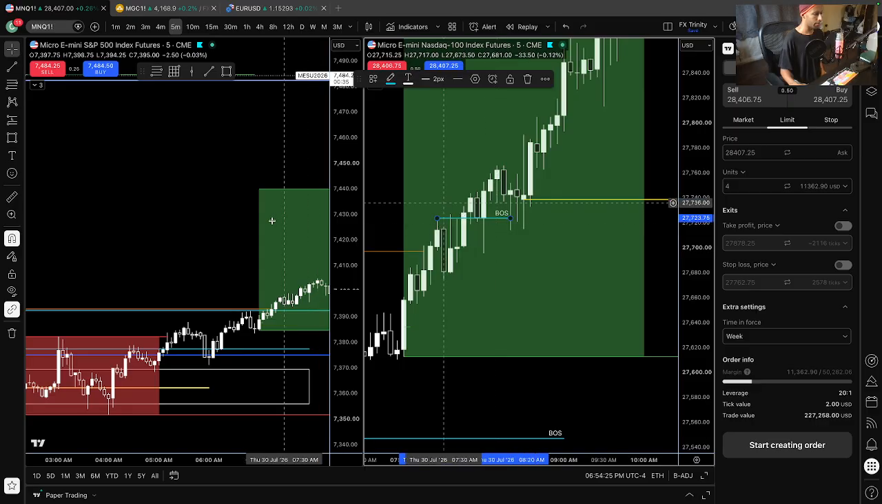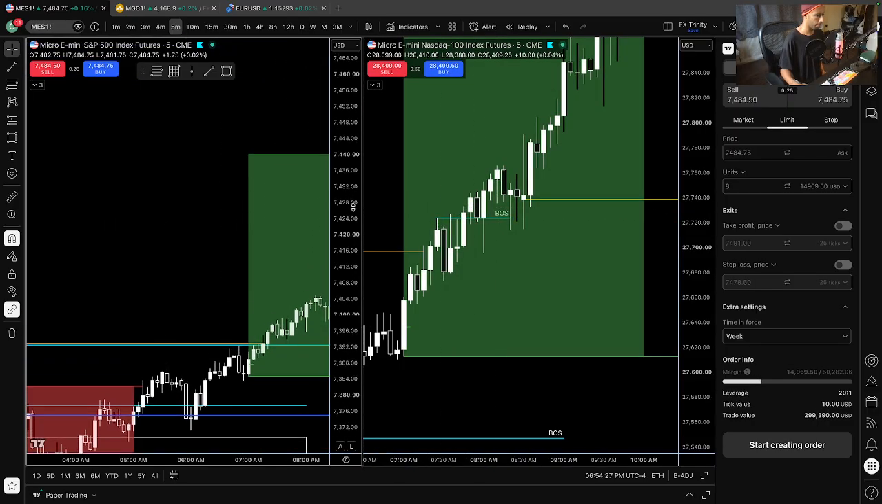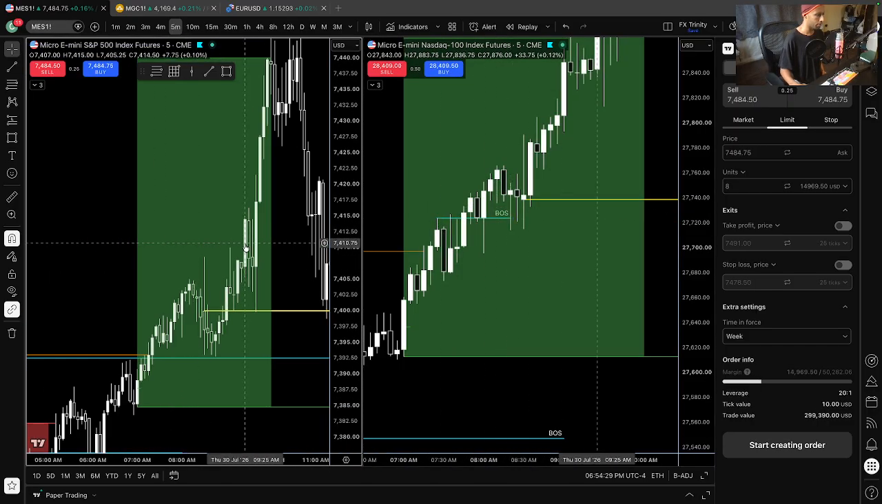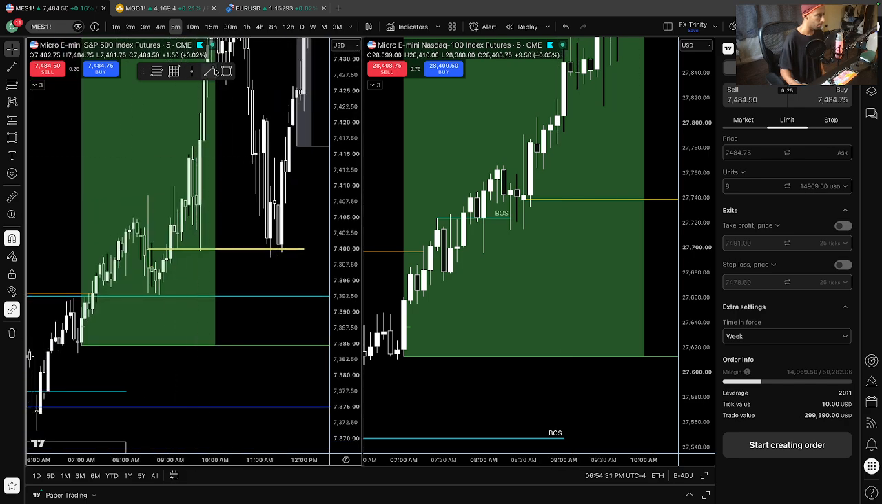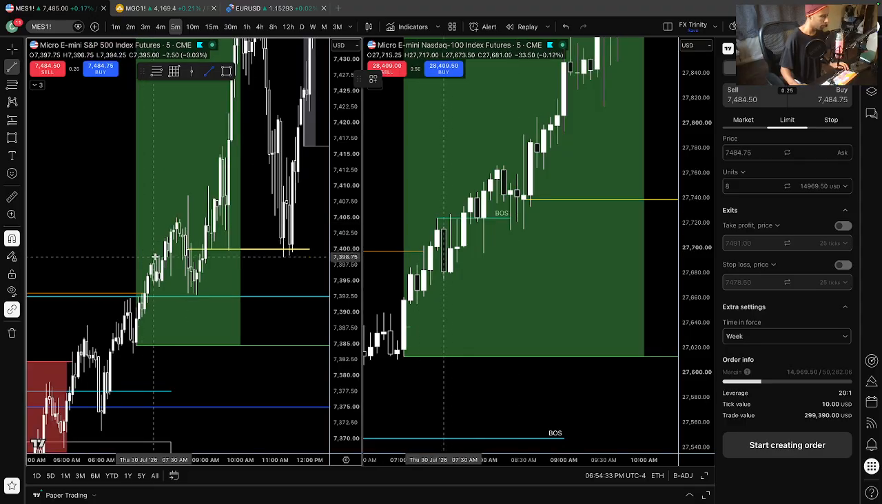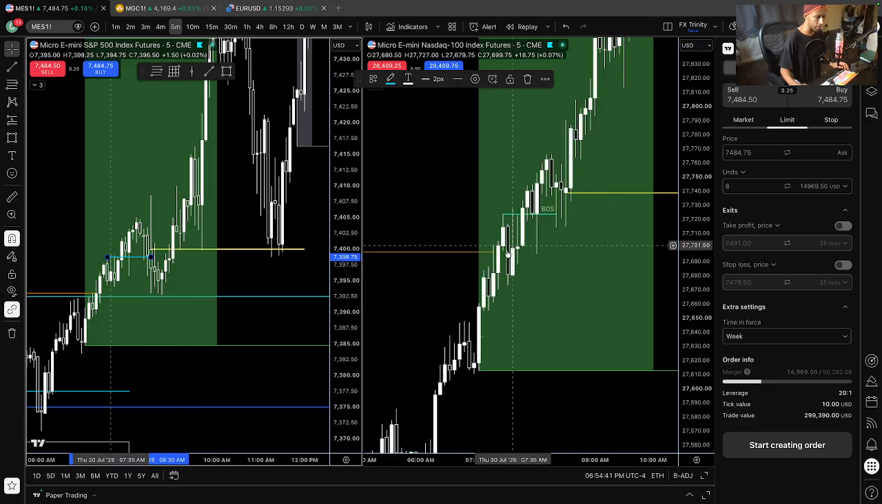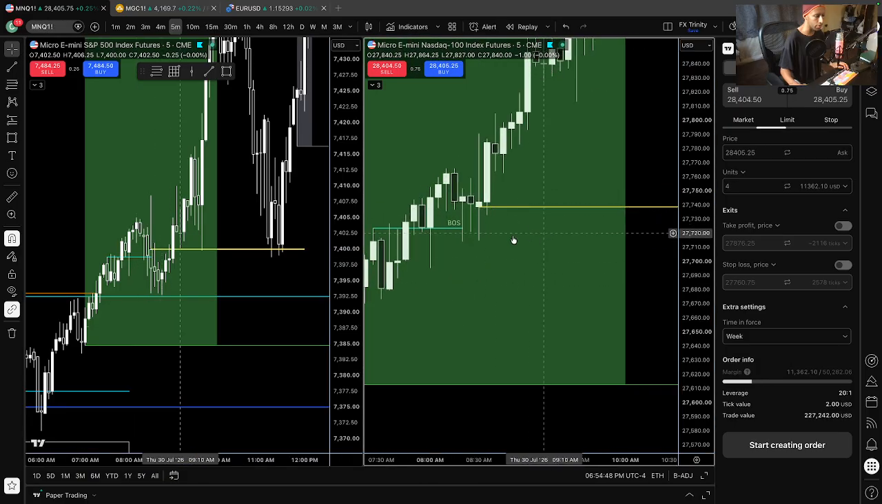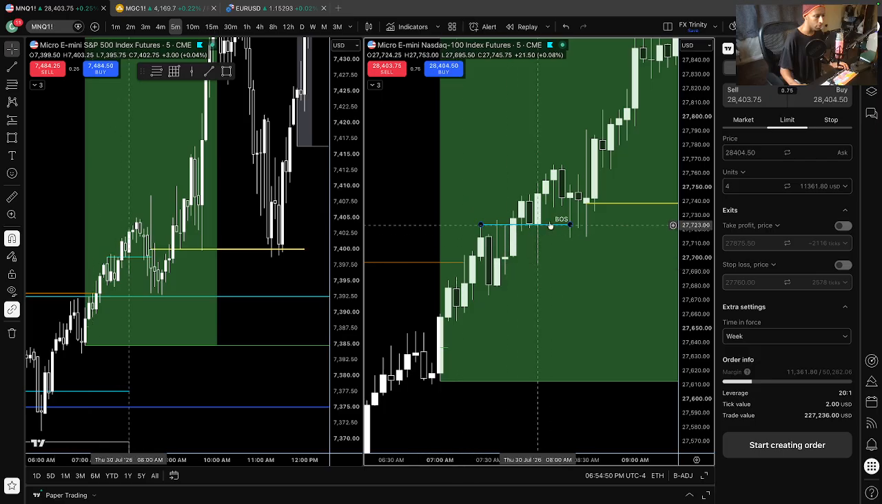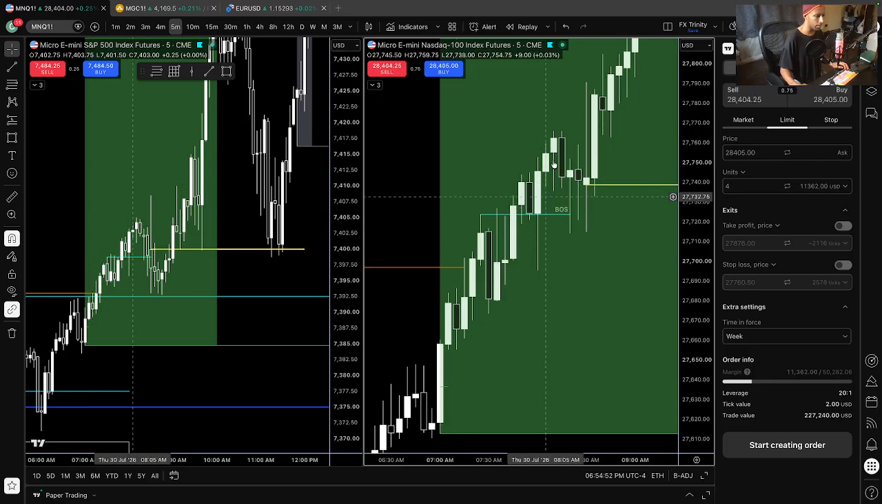Alright, so we got a 5 minute breaker structure. Same over here, 5-minute breaker structure. Is this the trade? Or was it actually... I think it was this. It's either this one or that one. So let's go in, we're going to see. So we got a 5-minute breaker structure.